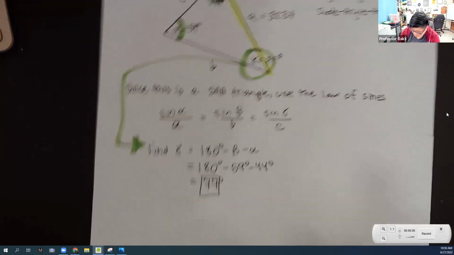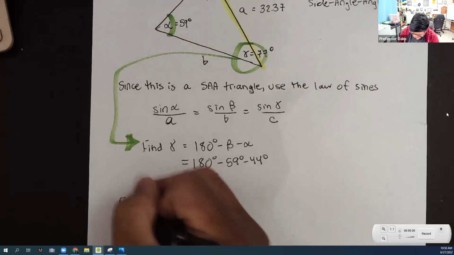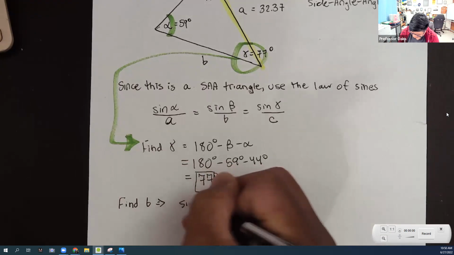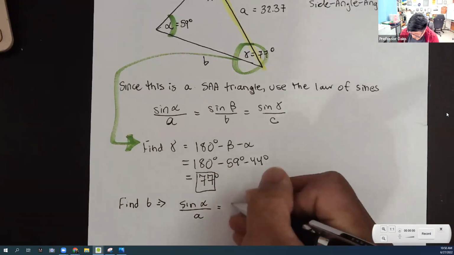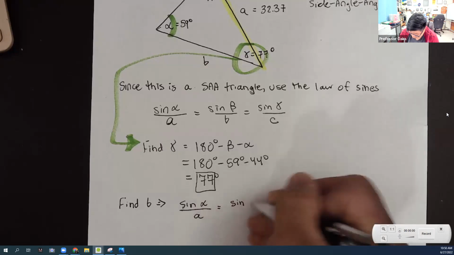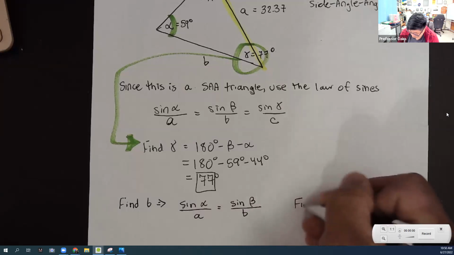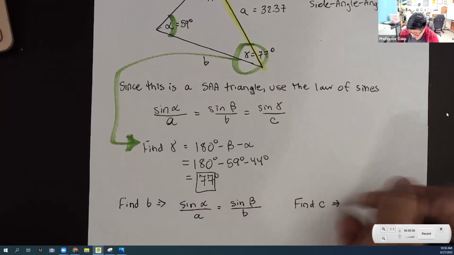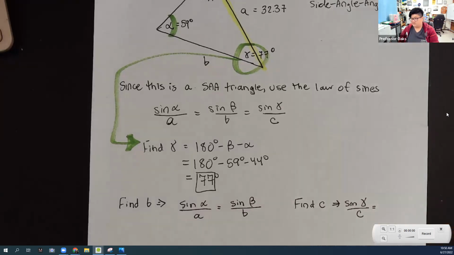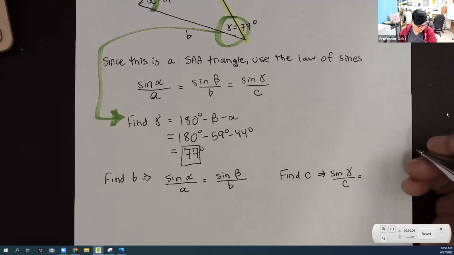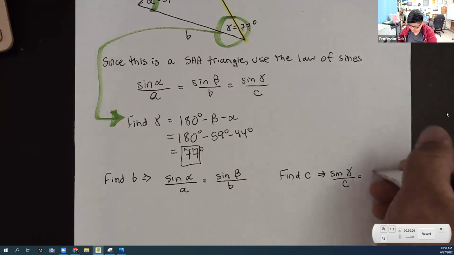Then, if you want to find the missing B, you can use sine of alpha over A is equal to sine of beta over B. And if you want to find C, you can use sine of gamma over C is equal to sine of alpha over A.